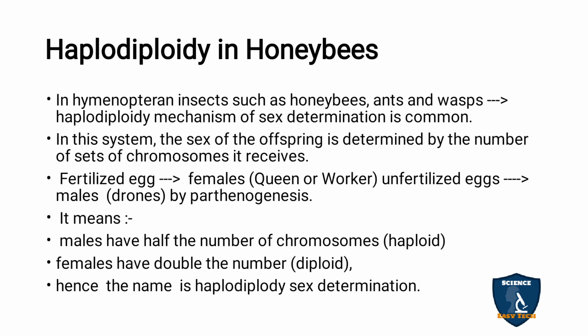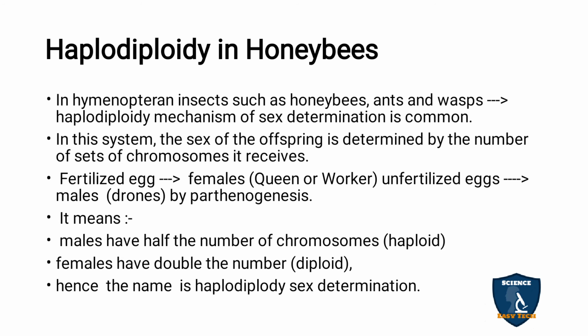Haplodiploidy in honeybees. In Hymenoptera insects such as honeybees, ants and wasps, the haplodiploid mechanism of sex determination is common. That is, the sex of offspring is determined by the number of sets of chromosomes that it receives. The honeybee lays so many eggs. Only the fertilized eggs will become the queen and the workers. Unfertilized eggs become the drones.